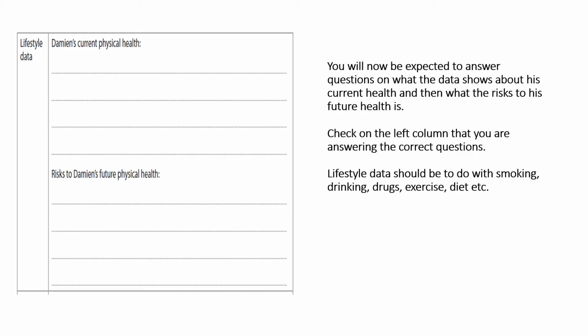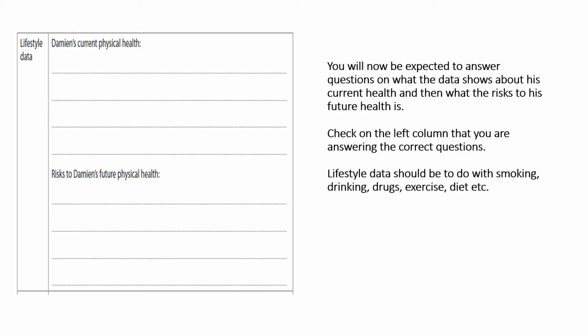So what do we know? His current physical health, when we're looking at lifestyle data, is that he smokes 10 cigarettes a day or smokes 30 cigarettes a day, and he drinks 28 units a week. And what are the risks of this to his health? So what are the risks of drinking too much? What are the risks of smoking too much, taking prescription drugs? This must all go into the first section.